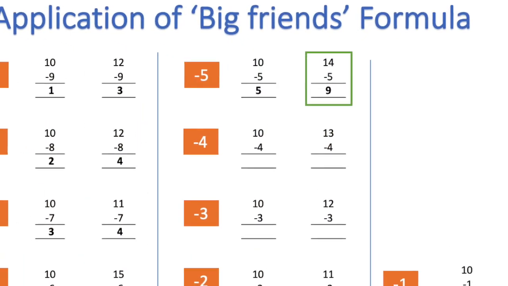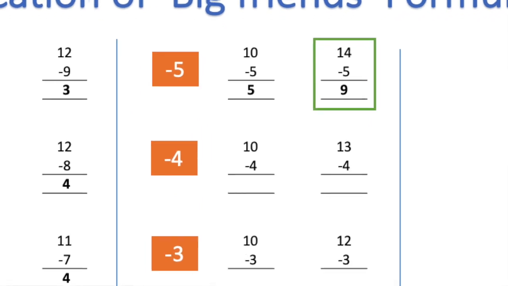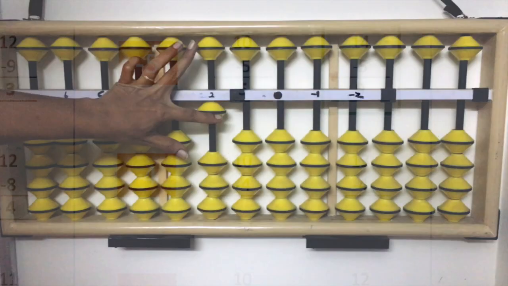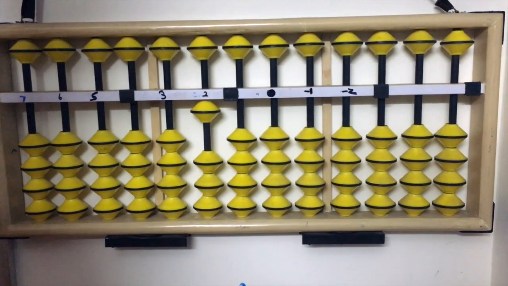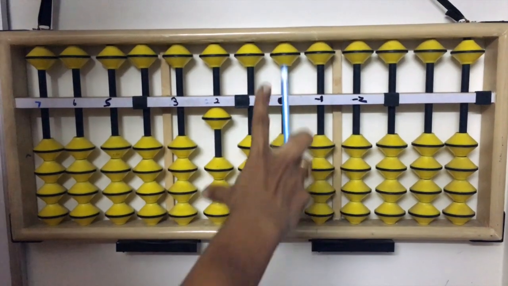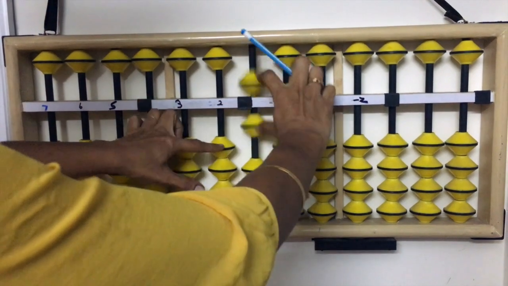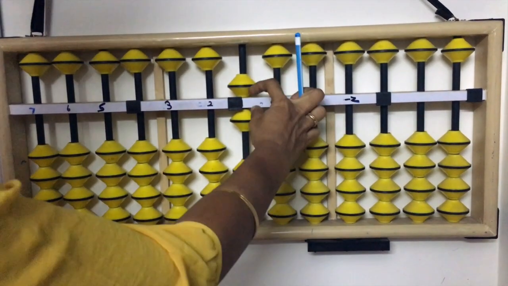Next, we are going to do minus 4 now. 10 minus 4. How to do minus 4? So big friend of 4 is 6. So to do minus, we should add the friend. Minus 10 plus 6. So the answer is 6.